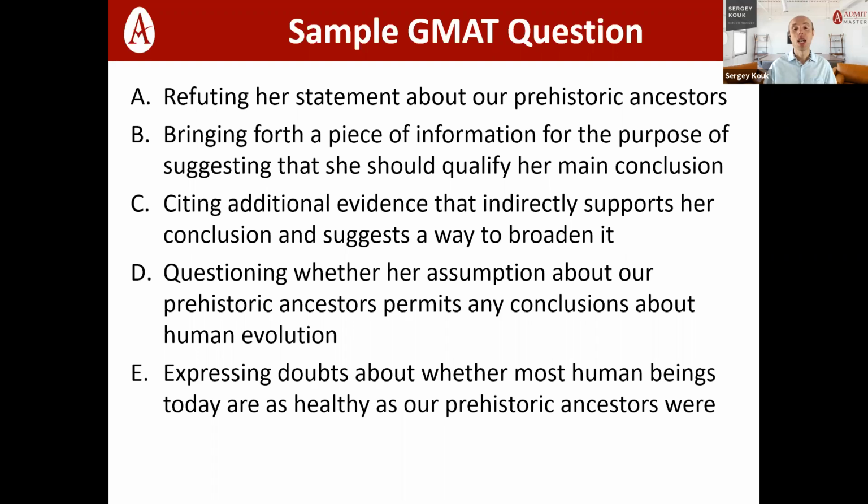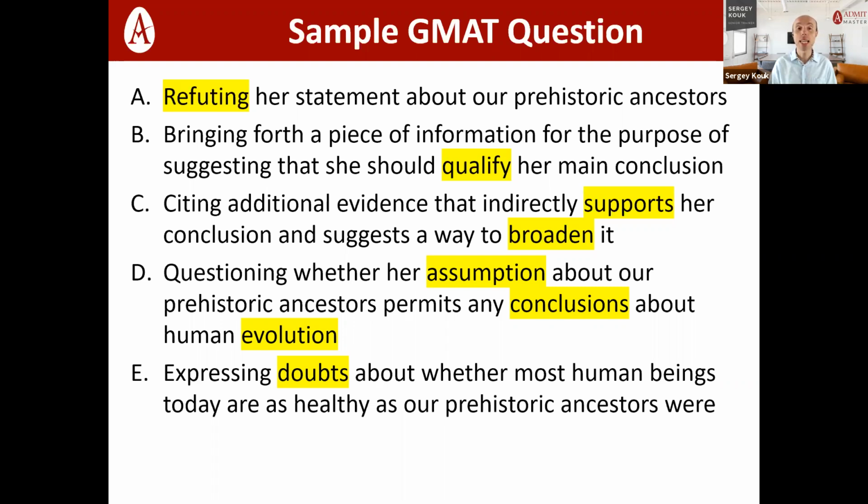If we're looking at the answer choices, you would notice that there isn't anything that requires that we know anything about anthropology or human evolution. Rather, we would need to pay attention to certain types of words that describe what Jamal is doing. These would be words such as refuting, qualify, support and broaden, an assumption and a conclusion, or expressing a doubt. So what exactly is Jamal doing? Well, technically he can do all of these things. By the way, this is a 700 level question on the GMAT, so we really need to be careful about understanding these keywords.